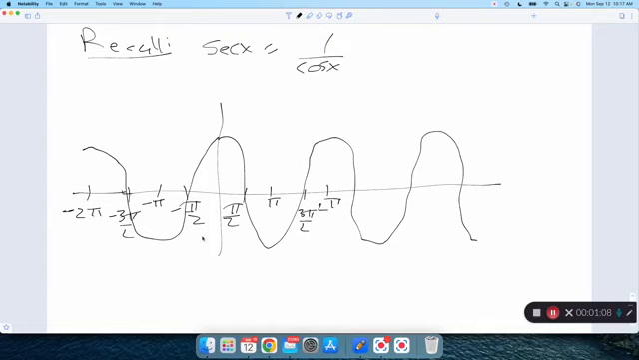Remember, we can't divide by 0. So any place cosine is 0, secant's going to be undefined. So if cosine of x is equal to 0, secant of x is undefined. Meaning we'll have a vertical asymptote there.